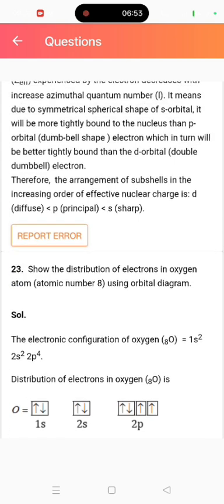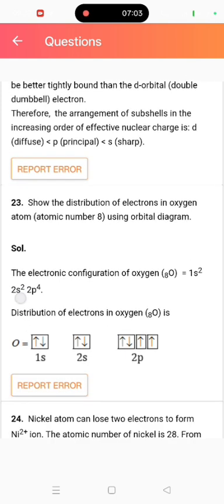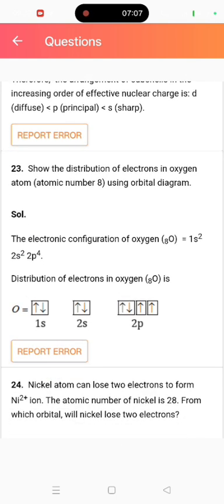Show the distribution of electrons in oxygen atom using orbital diagram. Oxygen atomic number is 8. So 1s2, 2s2, 2p4. So the distribution can be shown like this. 1s2, 2s2, 2p4. 1, 2, 3 and 4.